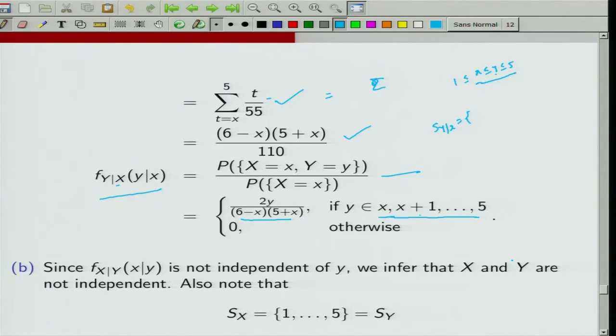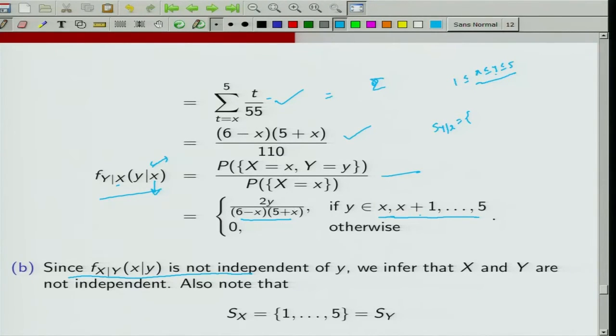Now, to check whether they are independent or not: if they were independent, this conditional probability mass function of y given x should have been independent of this small x, but that is not happening over here. So, since f x given y, I have taken the other probability mass function, but here also one can see that this probability mass function is not independent of this small x. So, they are not independent.